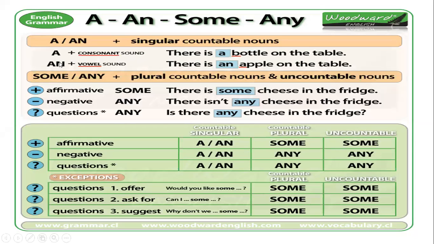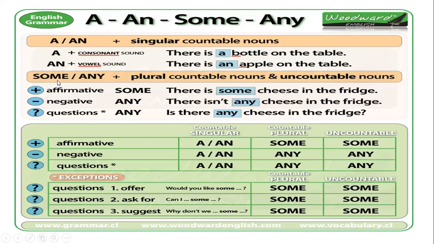But I use an when we have a vowel sound next. For example, there is an apple. Okay, vowel sound. So I cannot say there is a apple. I say there is an apple on the table. And remember, we already studied this. Esto ya lo habíamos visto, but it's important for you just to remind, para que se recuerden, ¿verdad?